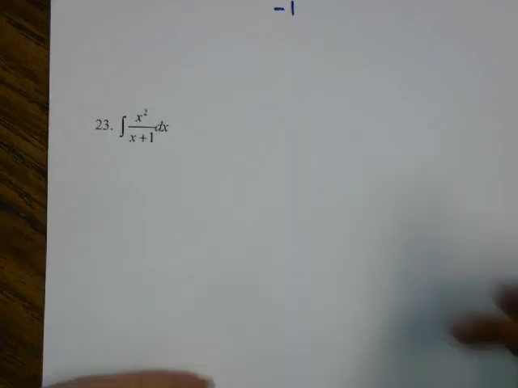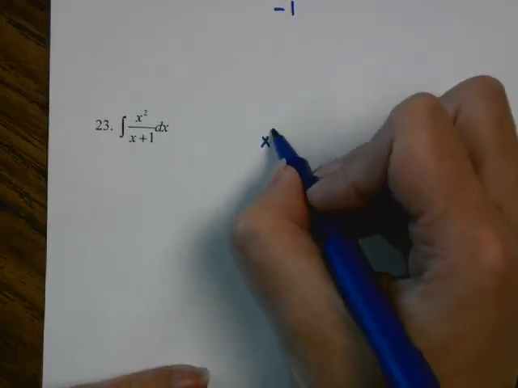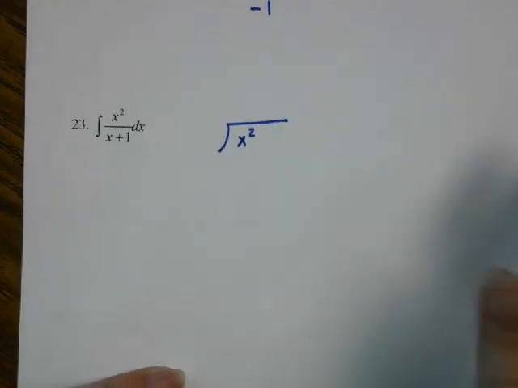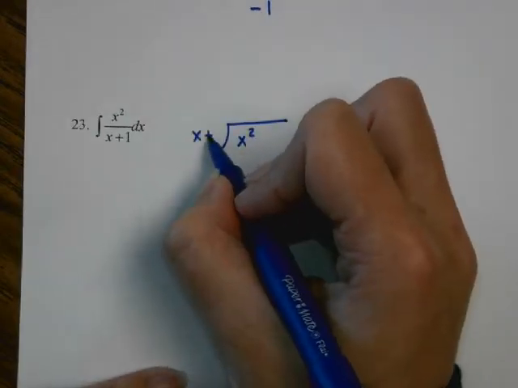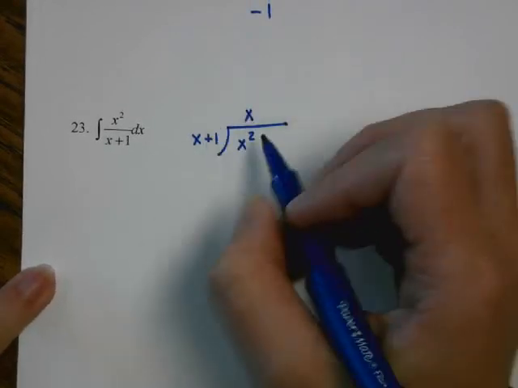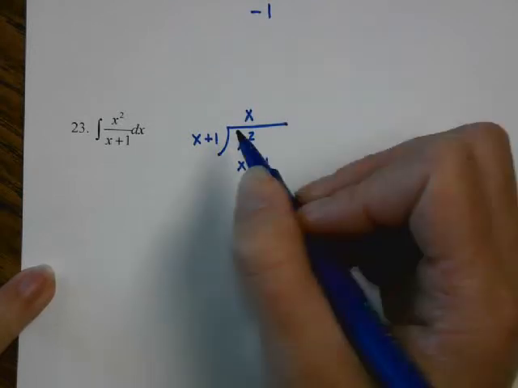Okay, and we'll do the same thing here. So we're going to take x squared and divide it by x plus 1. So we'd multiply by x. So this is going to be x plus 1.